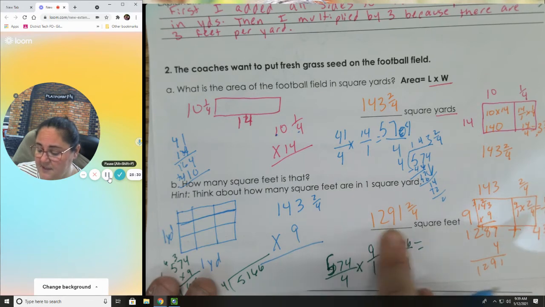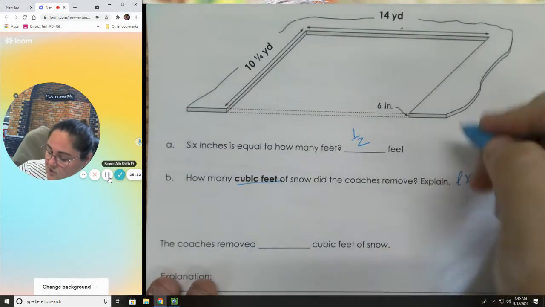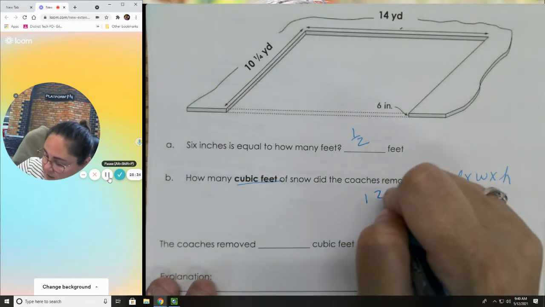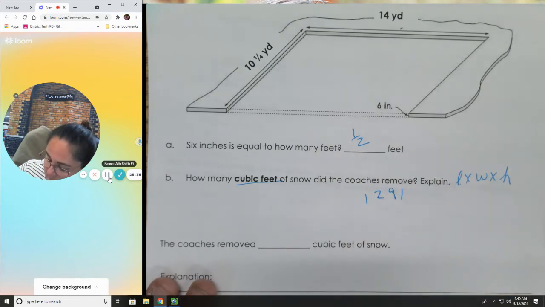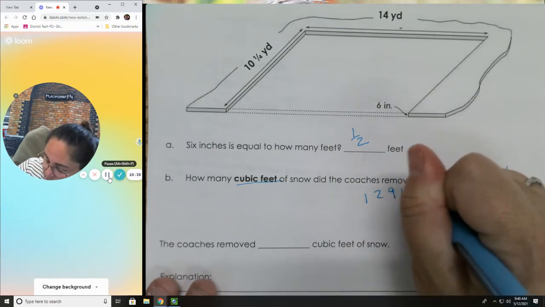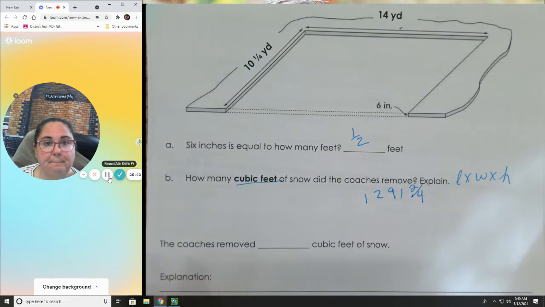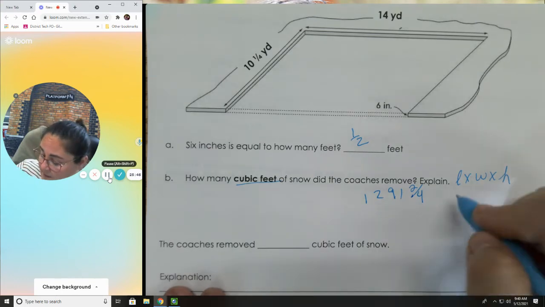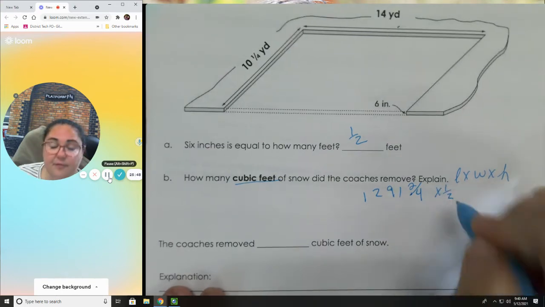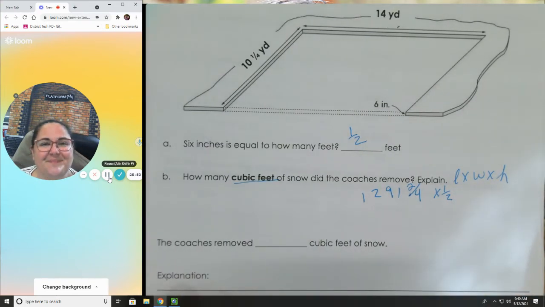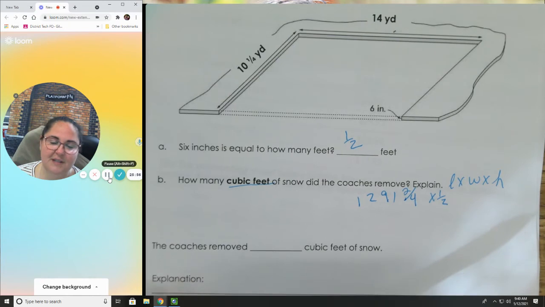So here's my length times width: 1,294 and 2/4. And I'm going to multiply by my height. My height is 1/2. Do the math. What is 1,294 and 2/4 times 1/2?